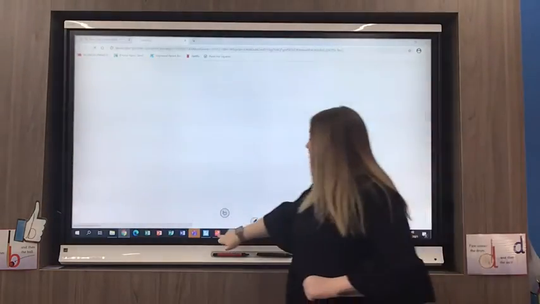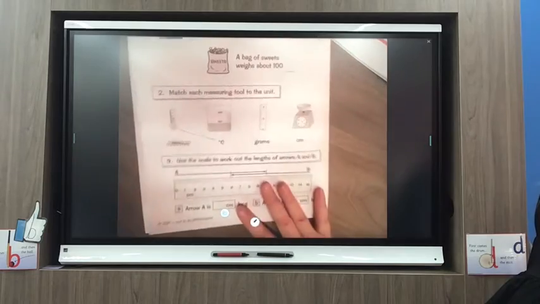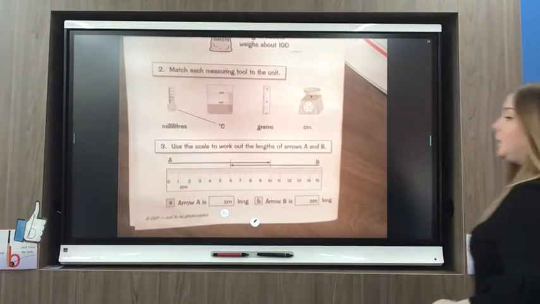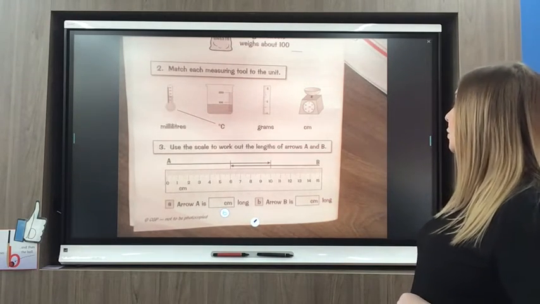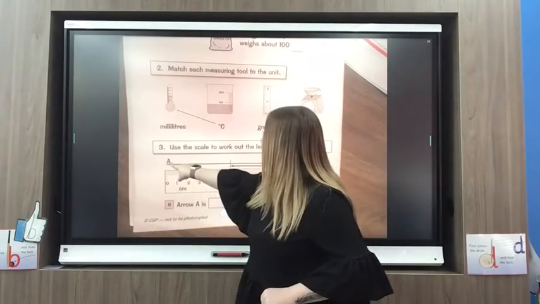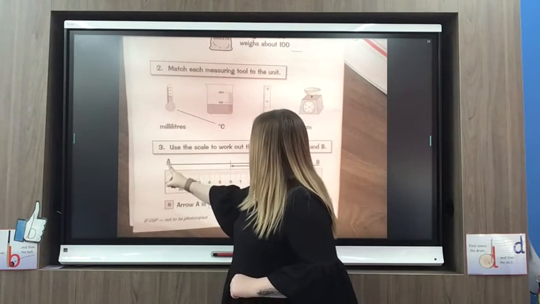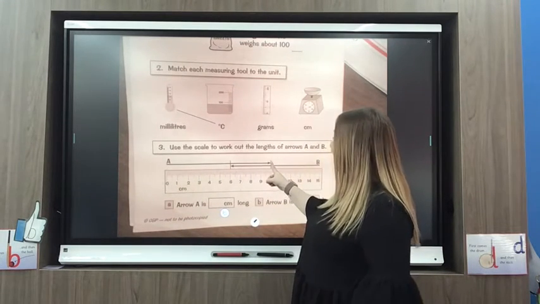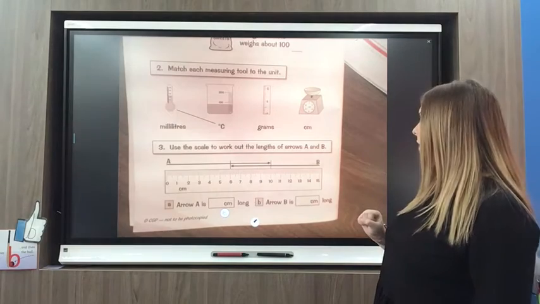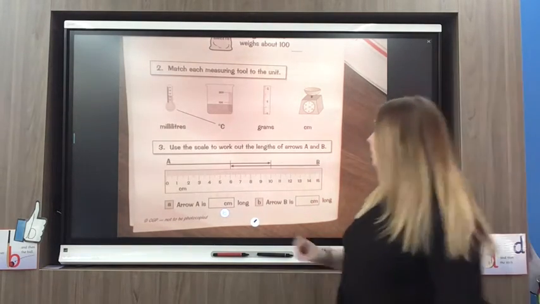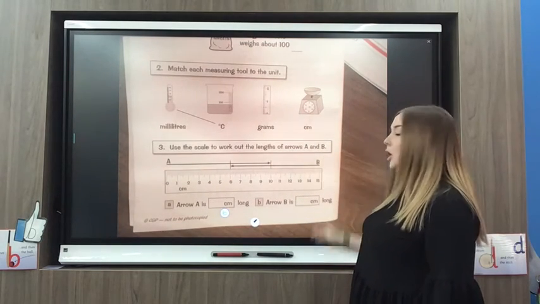Okay, so let's go to your page. And we're looking now at this bottom question. Question number 3. Use the scale to work out the lengths of arrow A and arrow B. So I've started at 0 and I'm going all the way up to where arrow A ends. Okay, but then arrow B is really tricky because it doesn't start at 0. It starts at the number 6 and it goes from 6 all the way up to 15.